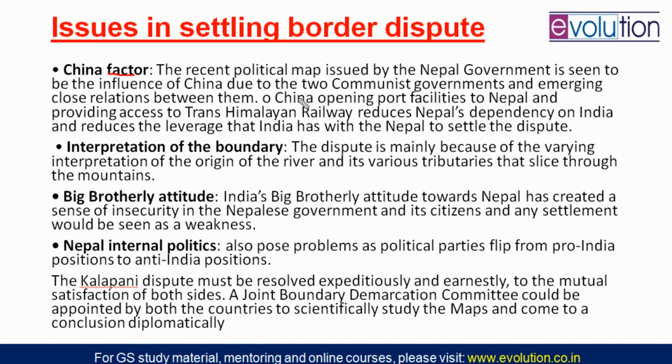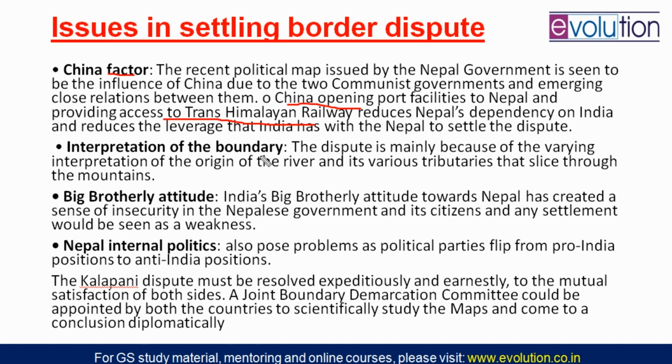But the real reason is political. The political reason is that the Nepalese government is also a communist government. The Chinese government is also a communist government. So there is some nearness. Recently China is opening a port facility to Nepal and providing access to the Trans-Himalayan Railway. That will be a part of the One Belt, One Road initiative only. That is the thing bothering India also.